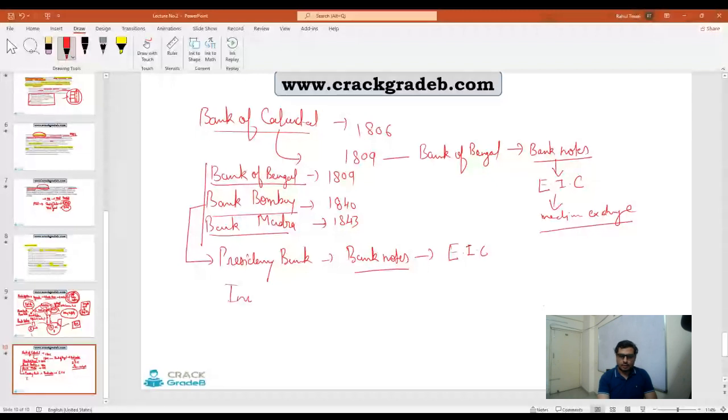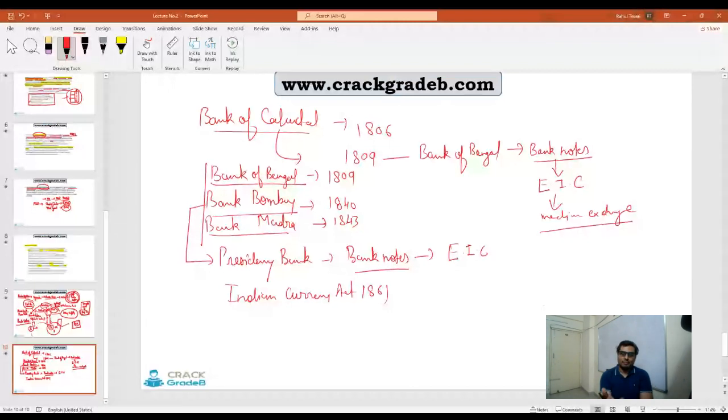Indian Currency Act of 1861. Through the Indian Currency Act of 1861, government made it very clear: now only the British India government has the power to issue banknotes. I'm repeating. Now only the British India government has power to issue banknotes. No other bank has the power to issue banknotes. Only the British India government will issue the banknotes.